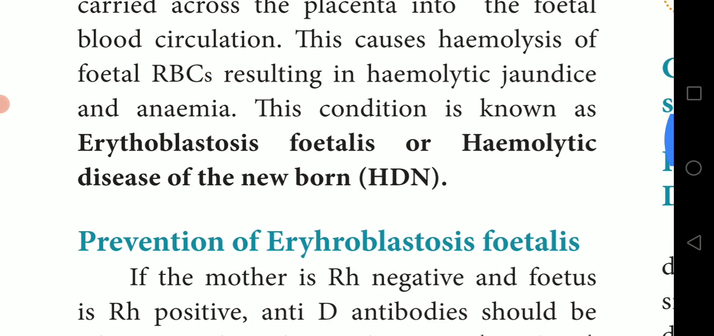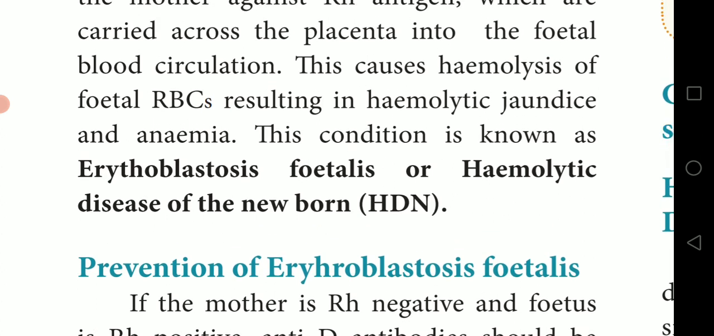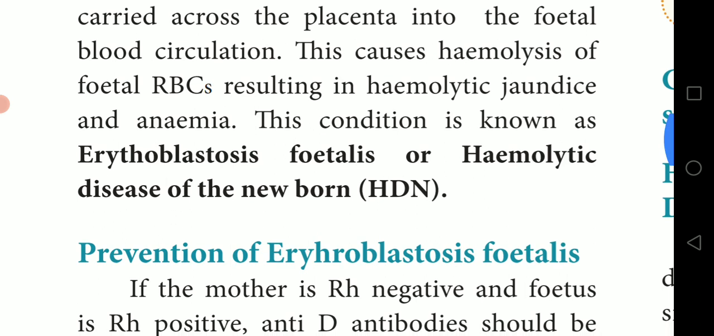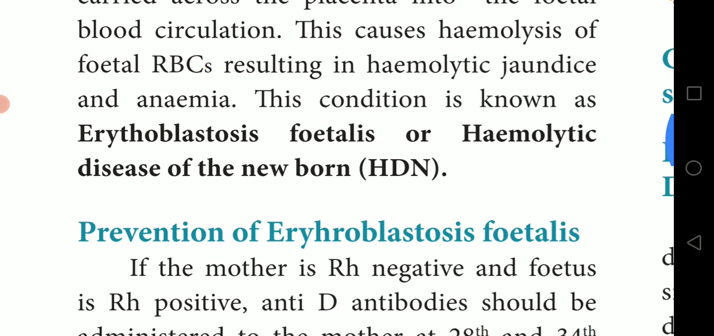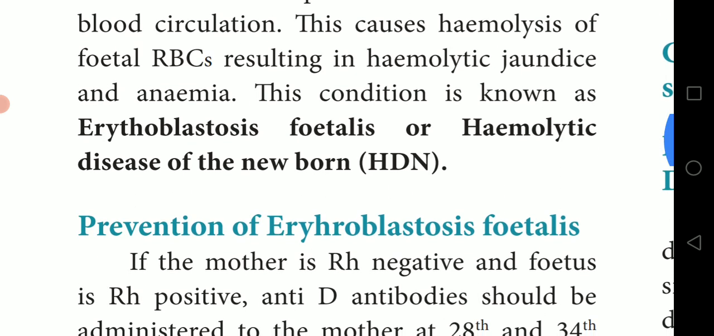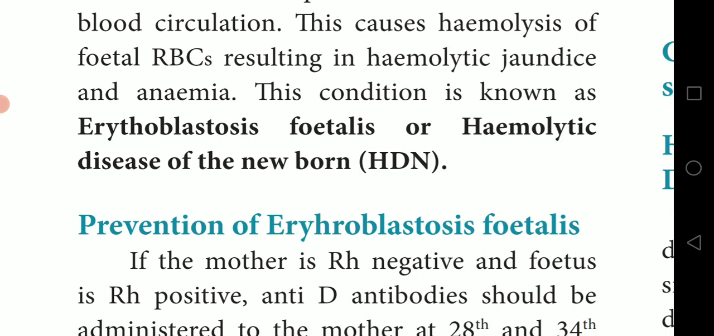Due to hemolysis, the child's blood clots, and the child does not get enough blood, resulting in destruction of RBC in the child's body. Automatically, the child gets jaundice as well as anemia. So this condition is known as erythroblastosis fetalis, or hemolytic disease of the newborn.